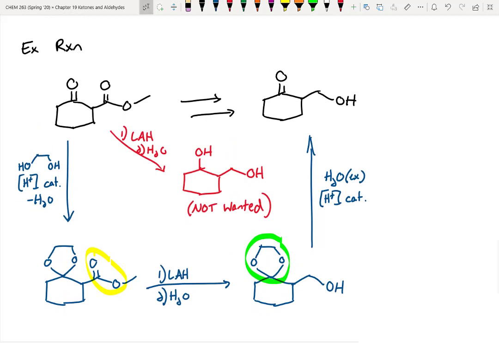So this is a pretty clever protecting group for aldehydes and ketones. All right, so that's where we're going to stop right now. When we come back, we'll take a look at nitrogen nucleophiles rather than oxygen nucleophiles.